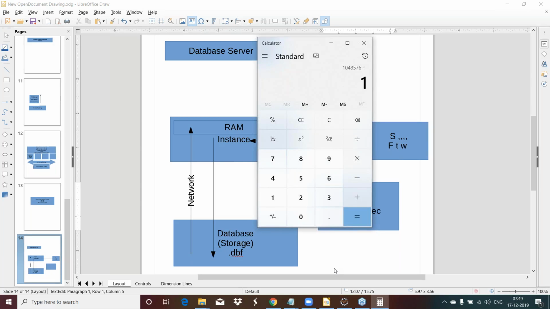So let me divide it by 100. It is going to take 10,485 seconds. To convert it into minutes, let me divide this by 60. This is going to take 174 minutes, and if I divide by 60 once again to convert it into hours, it is going to take 2.9 hours.